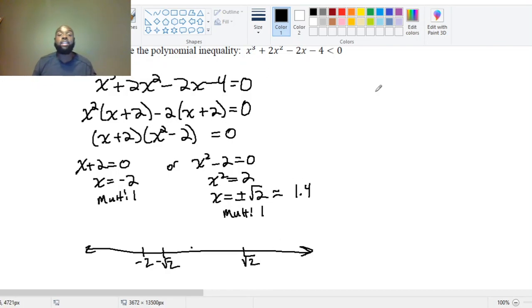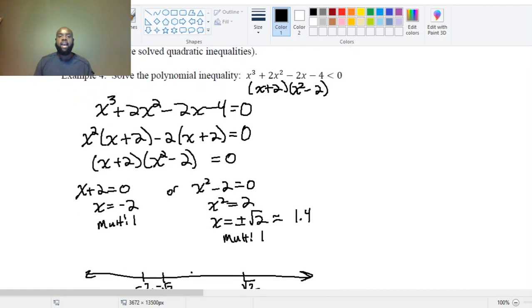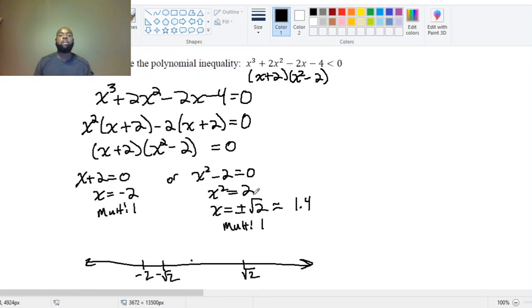Now, this polynomial inequality here was factored into x plus 2 times x squared minus 2. All right? And so I'm going to use that information to help me choose test points, right? So my test point on this interval is going to be -3, right? I'm going to plug in -3. I can plug it into the original inequality, or I can plug it into this inequality here.